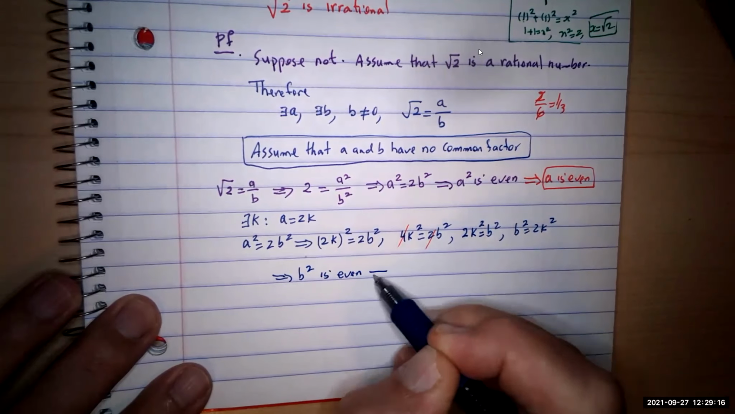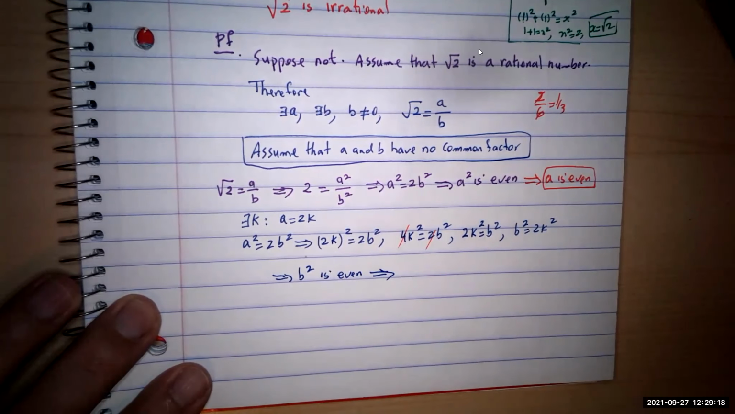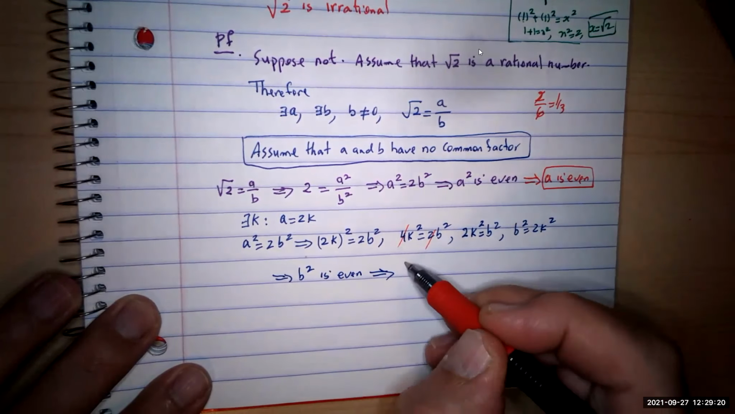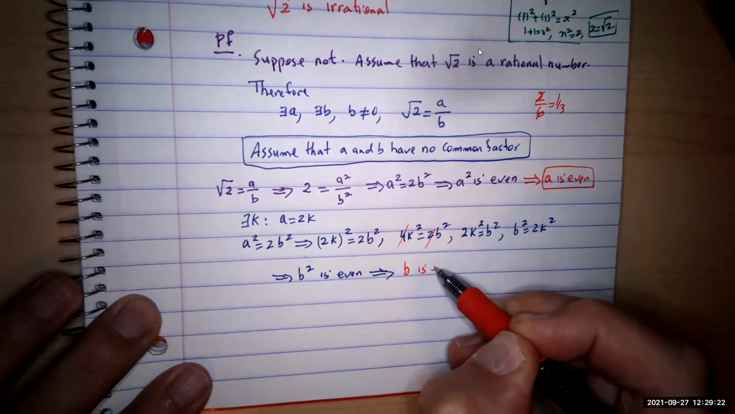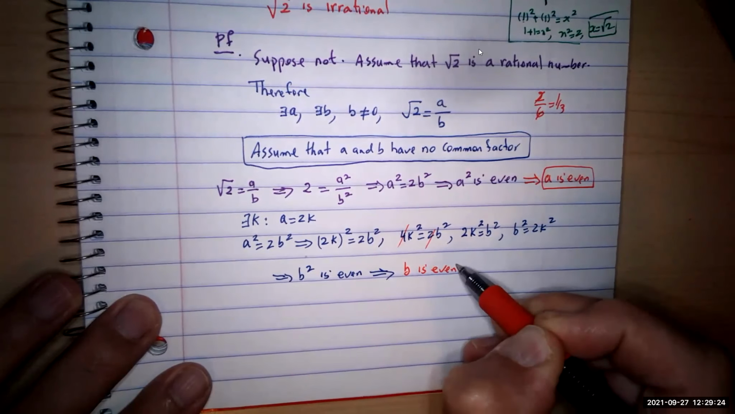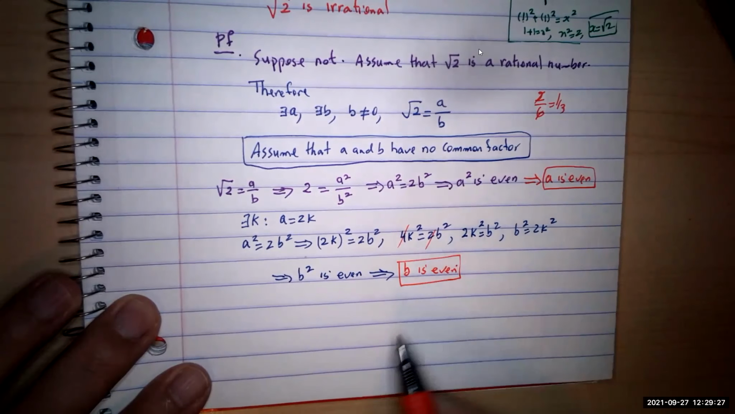But we talked about it. If the square of a number is even, that number must be even too. B is also even. Any question?